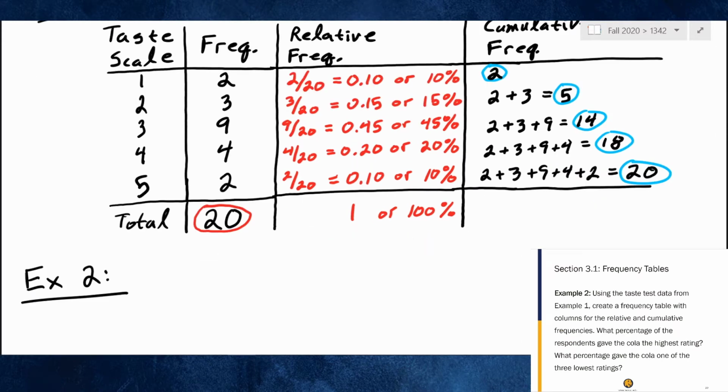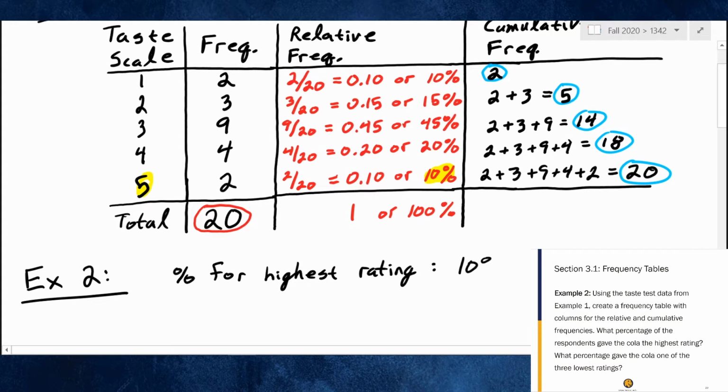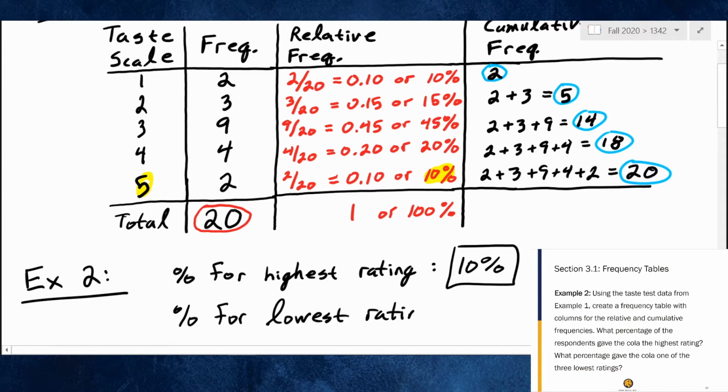Now to wrap up the rest of this example, it says, what percentage of respondents gave COLA the highest rating? So if we want to know how many gave COLA the highest rating, we can look at the relative frequency and see that 10% gave it the highest level of 5. And if we want to know the percentage that gave it the lowest rating, easy enough, we can look at the same information. We can look at the relative frequency to see that 10% gave it also in the same way the lowest rating.